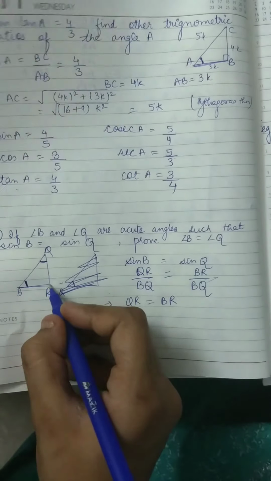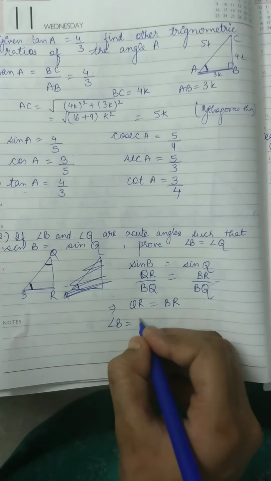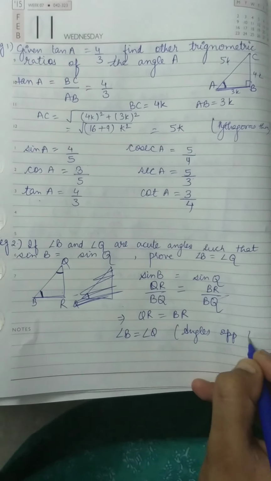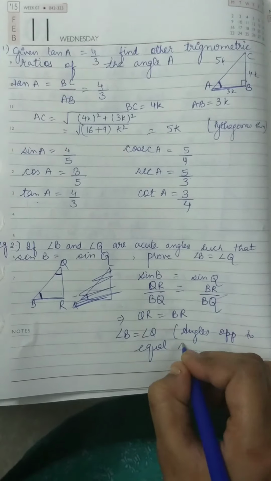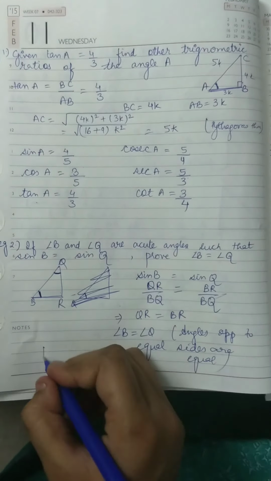Now since BR is equal to QR, angle B is equal to angle Q, because angles opposite to equal sides are equal. Hence proved.